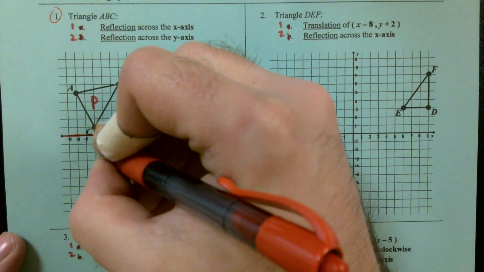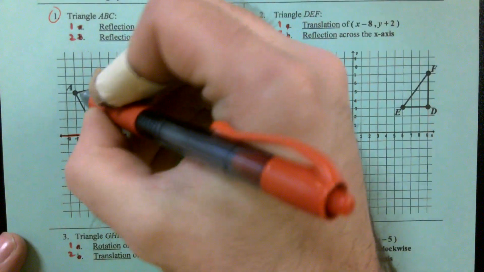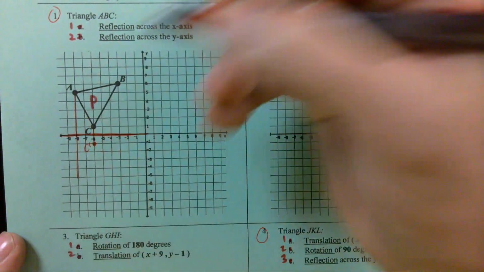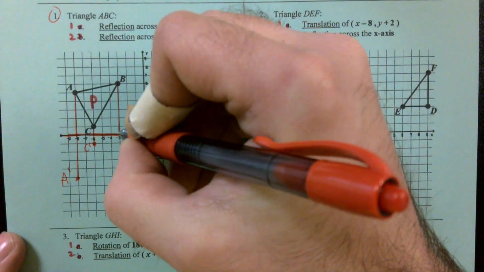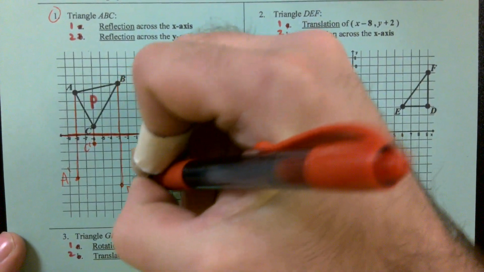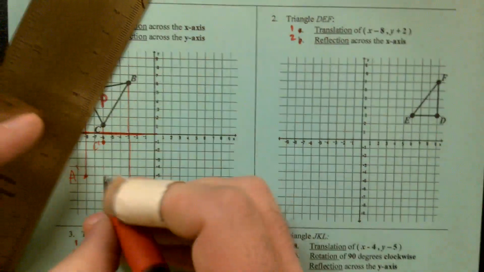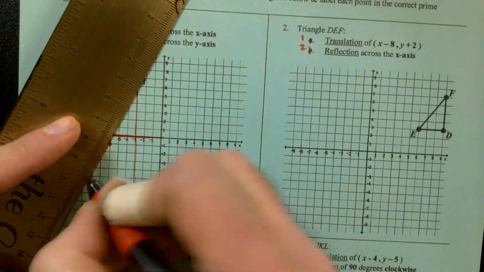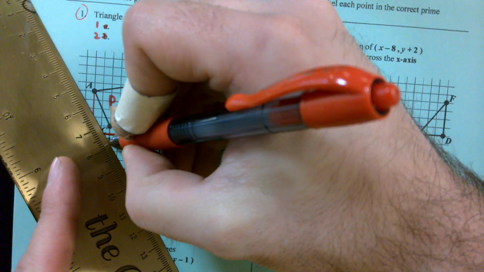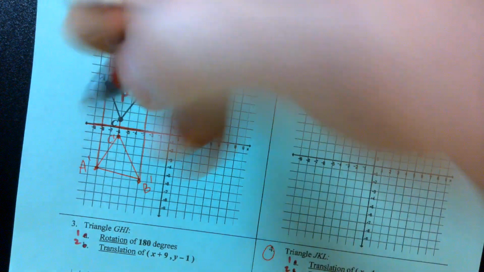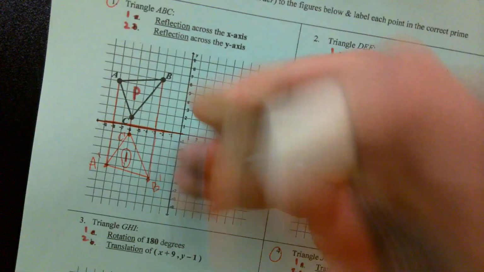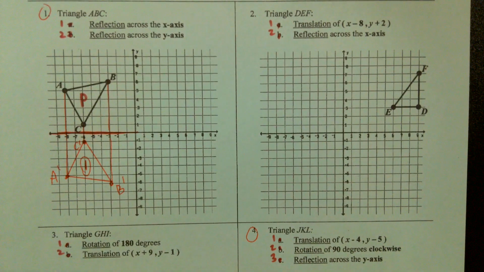C is 1 space away. A is 5 spaces away. And B is 6 spaces away. All right? There's my new triangle. I'm going to put a 1 in the middle because that's my first transformation. Okay, I reflected across the x-axis.